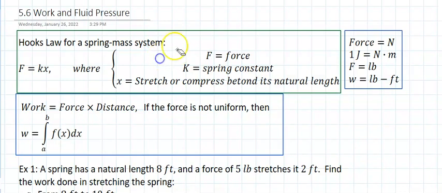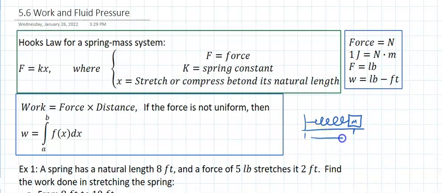Section 5.6 talks about work and fluid pressure. We're going to focus on just work, and specifically if you have a spring mass system. So if you let the mass sit at rest, this is the natural length of the spring.